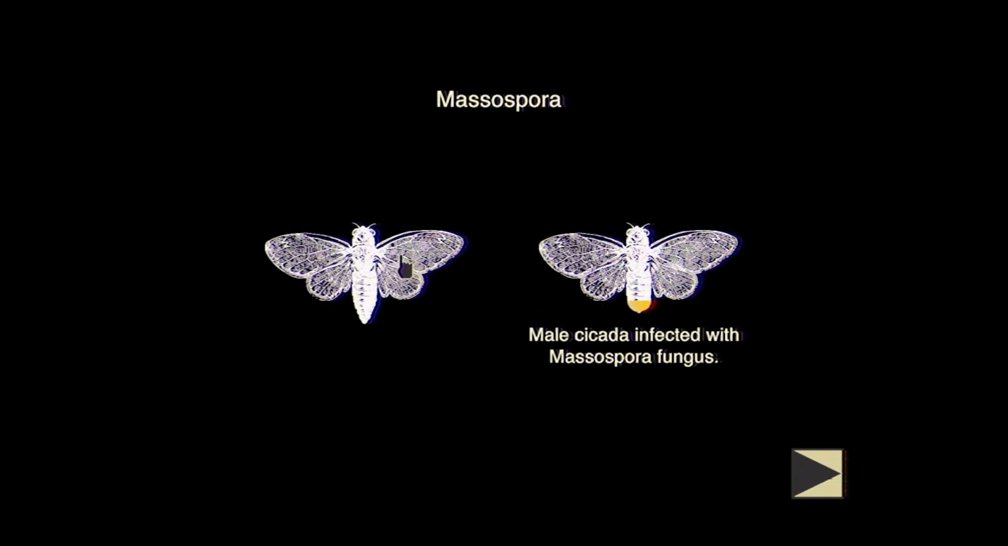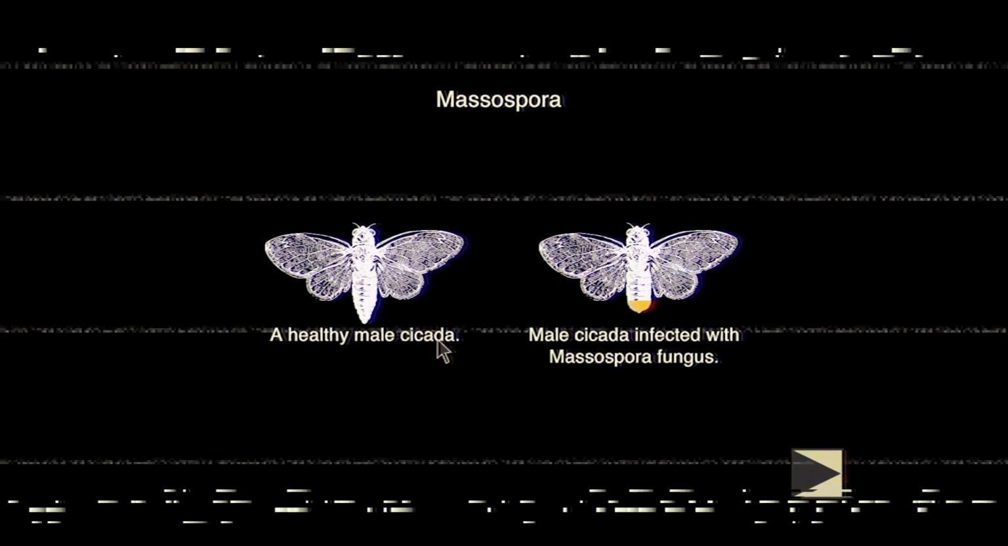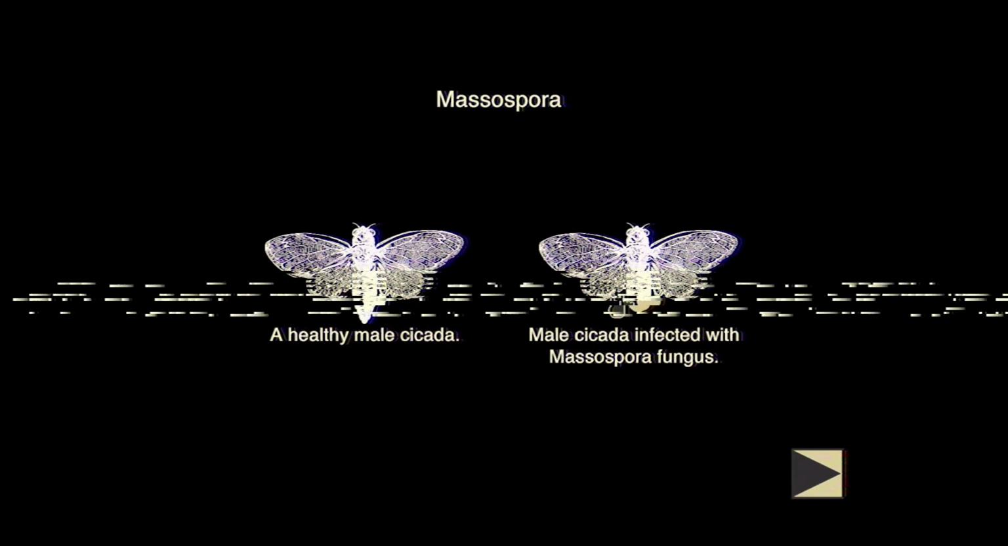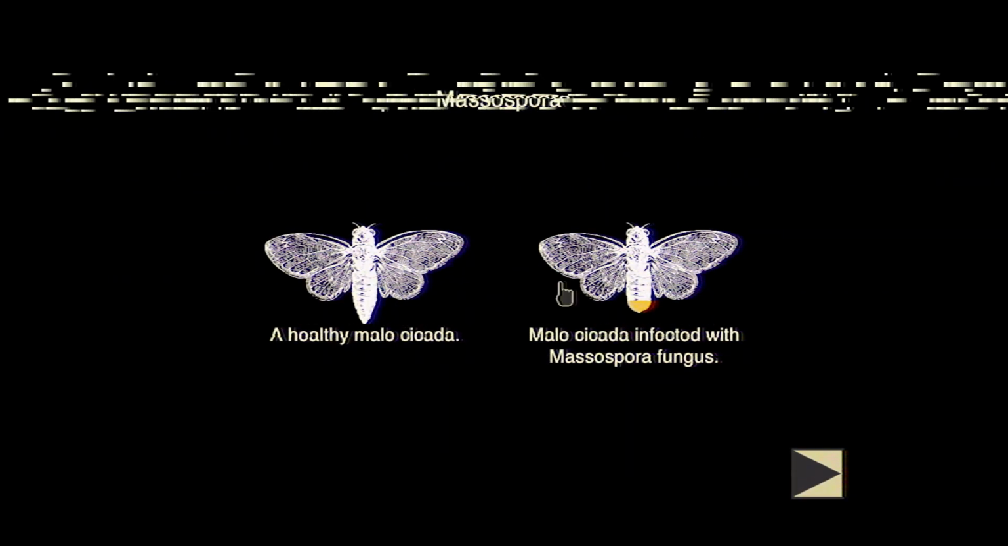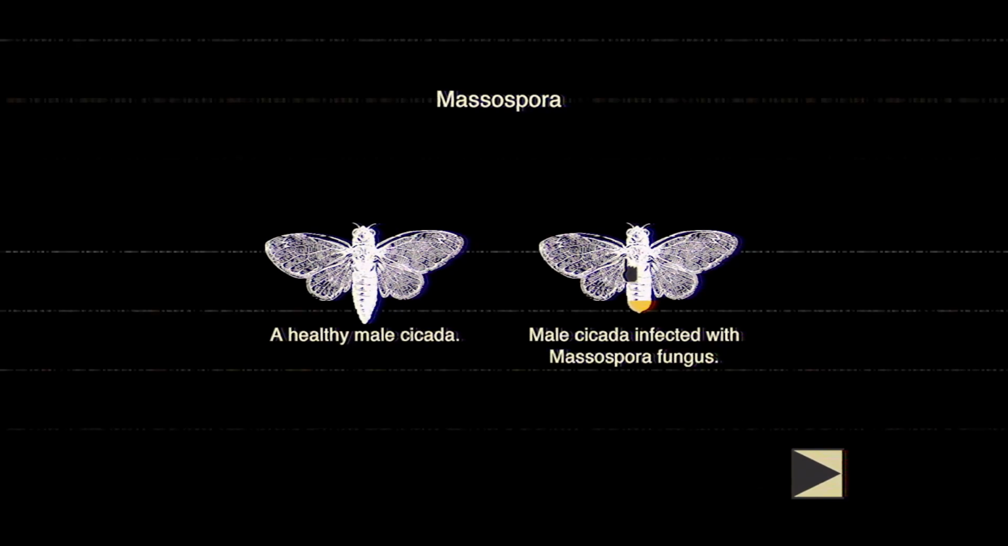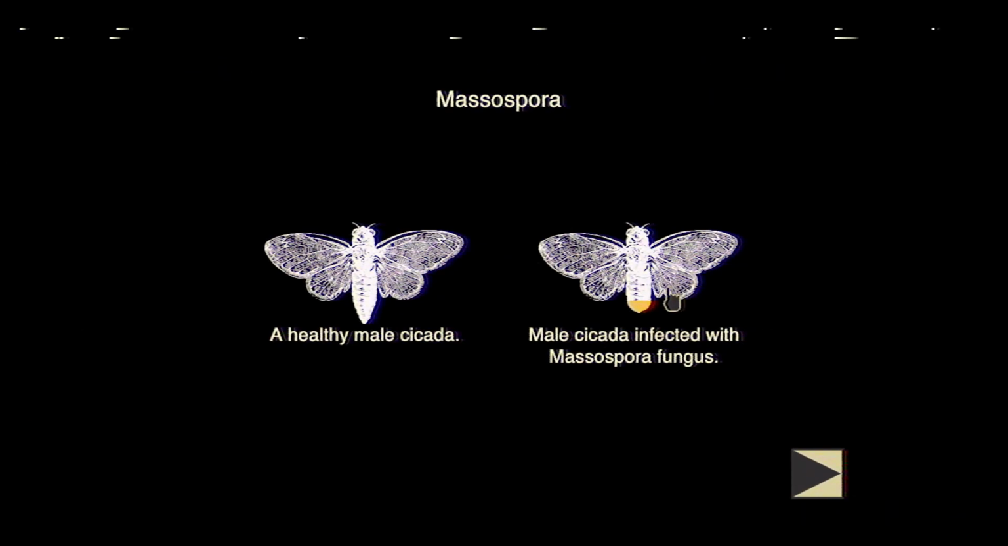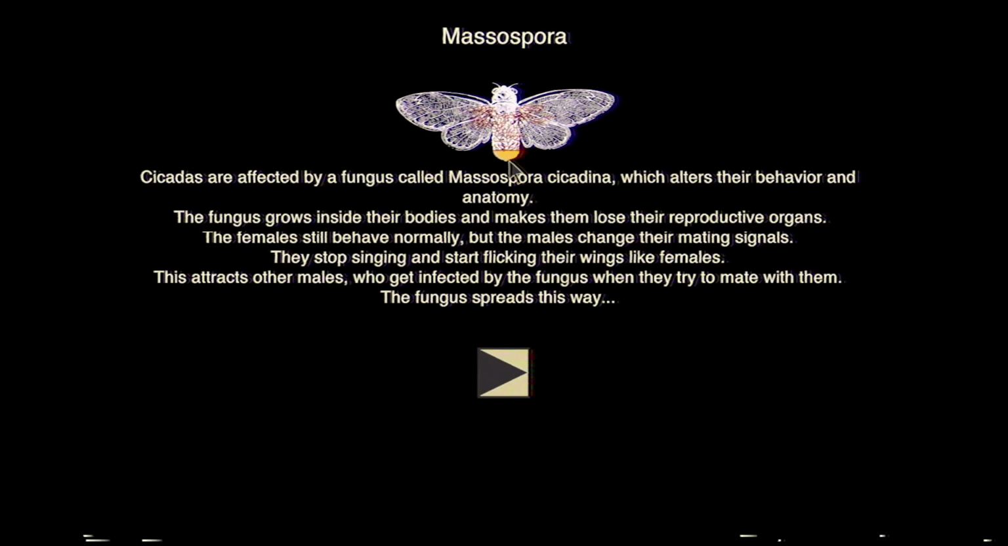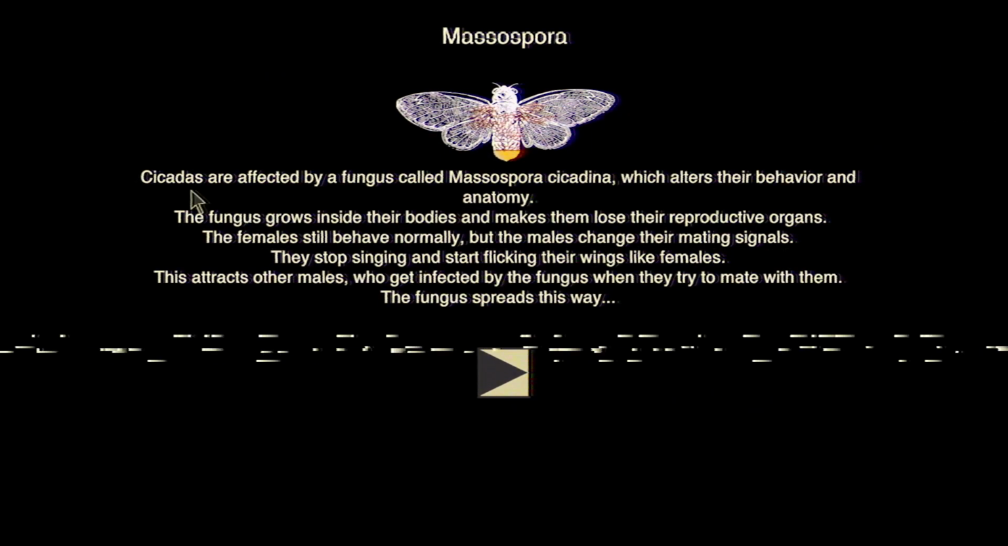Okay, cicada infected with Ophiocordyceps fungus, a healthy male cicada. Okay, so he gets the, I'm forgetting the name. What is Hollow Knight? He's got the Hollow Knight virus. Or the Elden Ring virus.